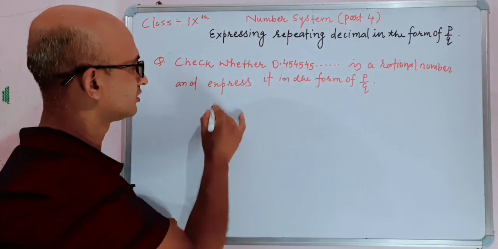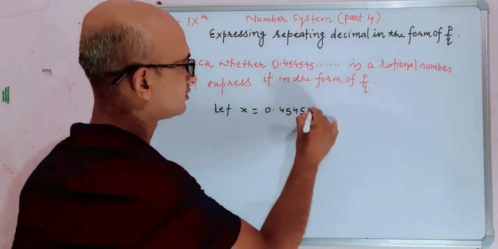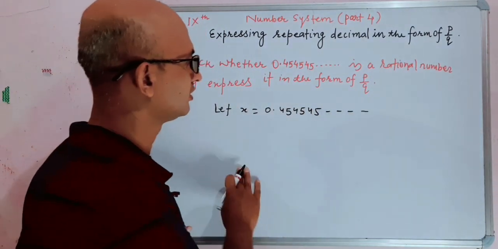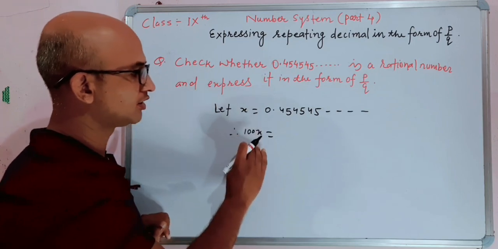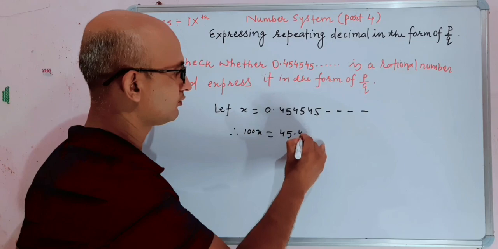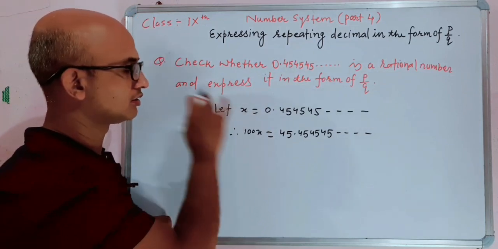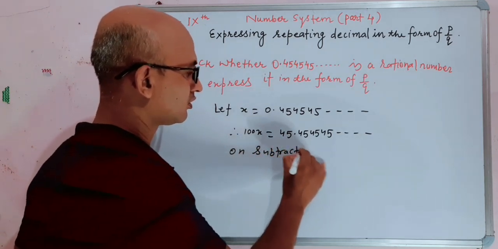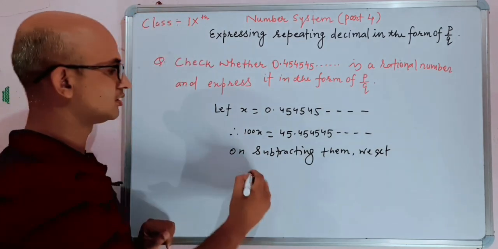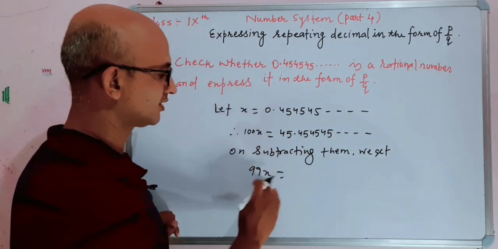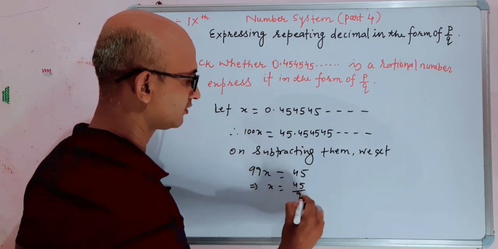Once again, dear students, we will consider this repeating decimal expression as x. Since in this decimal expression there are two repeating digits, we will multiply it by 100. On multiplying it by 100, we get 100x equals 45.454545 and so on. Now we have two like decimal fractions. Now we will subtract them. On subtracting these two, we get 99x, that is 100x minus x, equals 45, that is x equals 45 divided by 99.